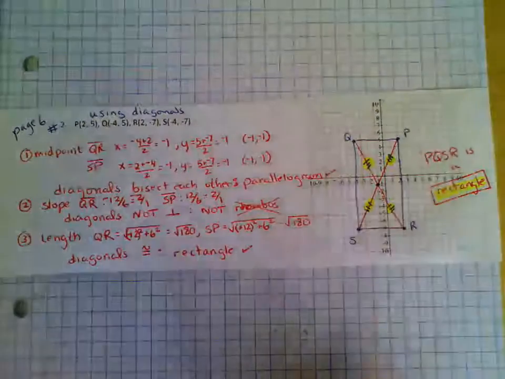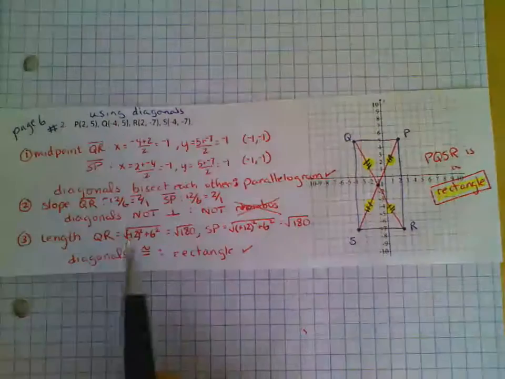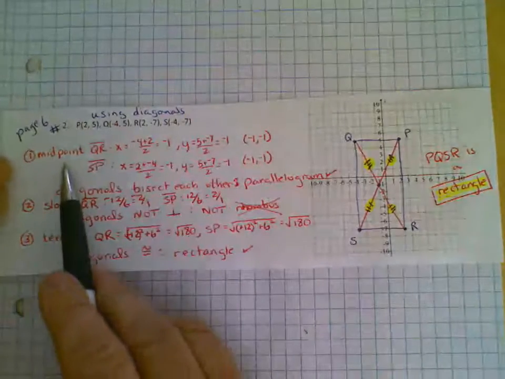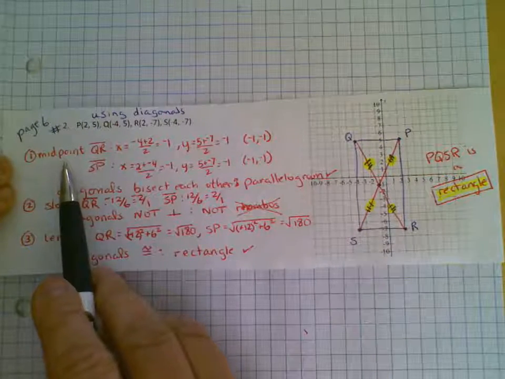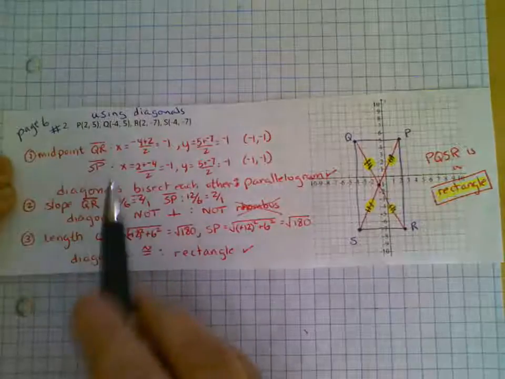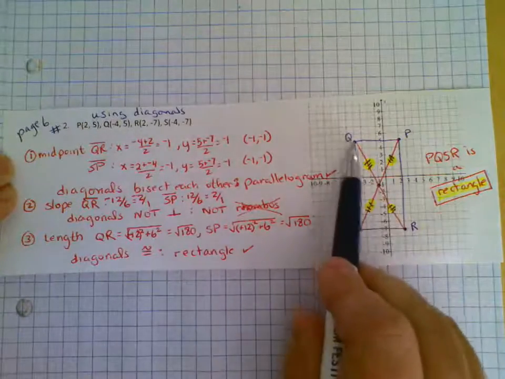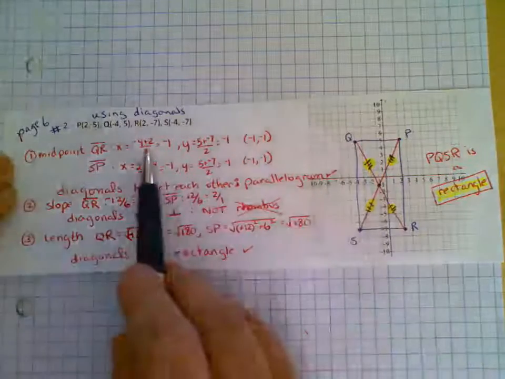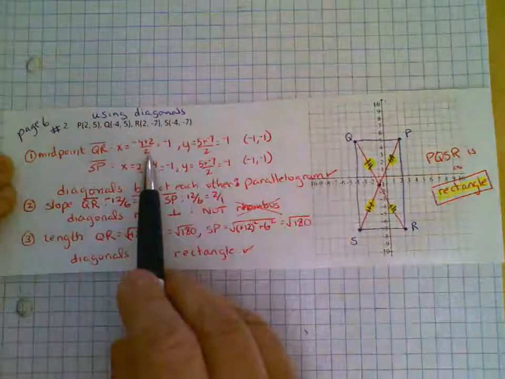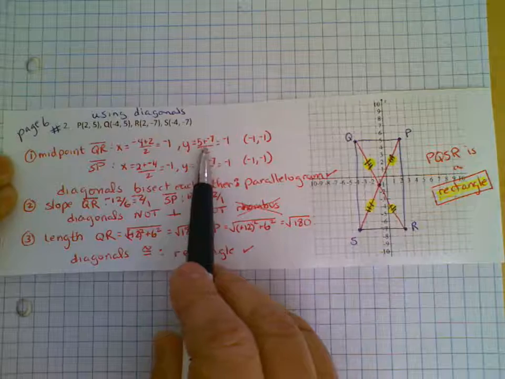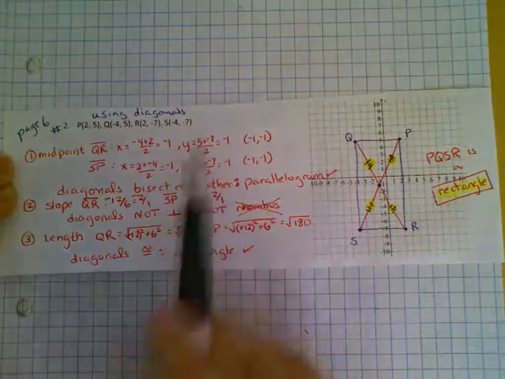So exact same shape. This time we'd want to first check to make sure it's a parallelogram by seeing whether the diagonals bisect each other. So we do that by finding the midpoint of each diagonal. Again, to find the midpoint, you take the 2 x values and add them together, divide by 2. Take the 2 y values, add them together, divide by 2.